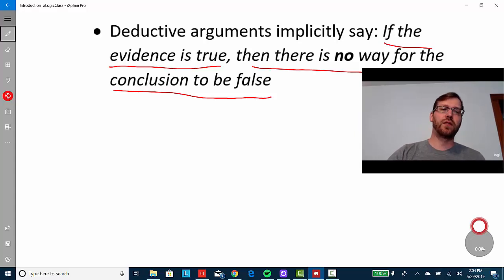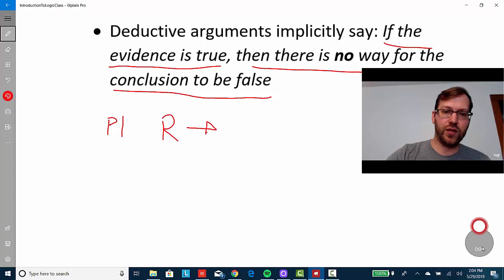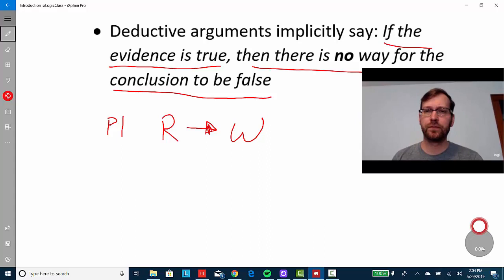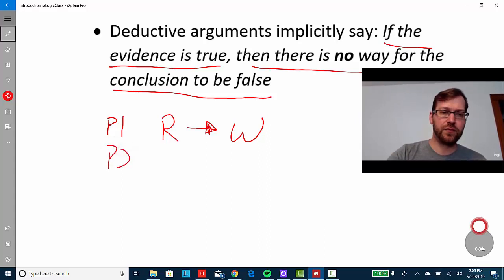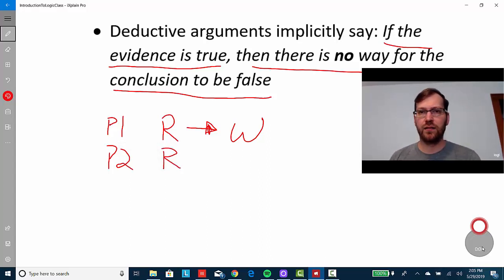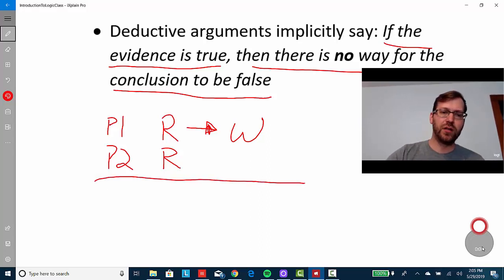Well, consider the following argument. Suppose somebody gives you as part of their evidence, they tell you that if it rains outside, then the grass is wet. And then say the next piece of evidence that they give to you is that it rains outside, that it did rain outside. And what they want to get you to believe is that the grass is wet. That would be the conclusion.